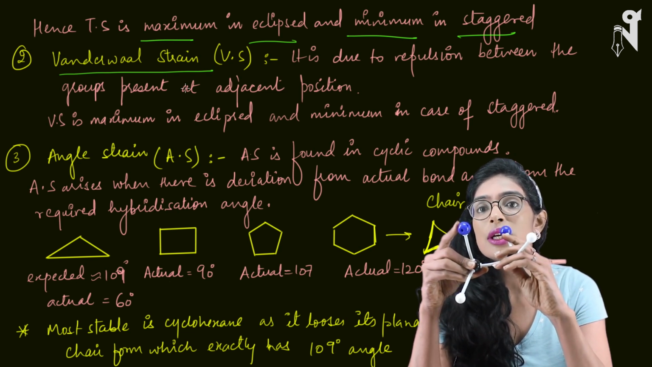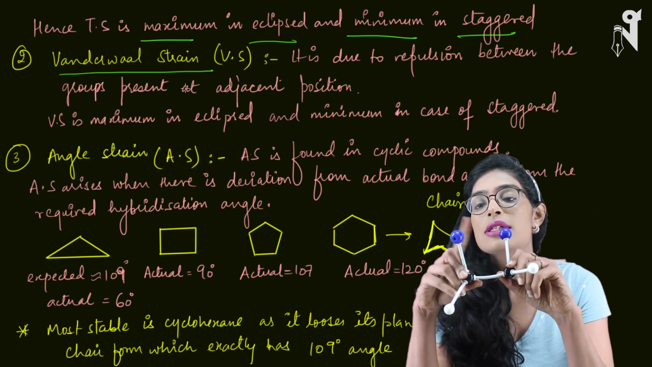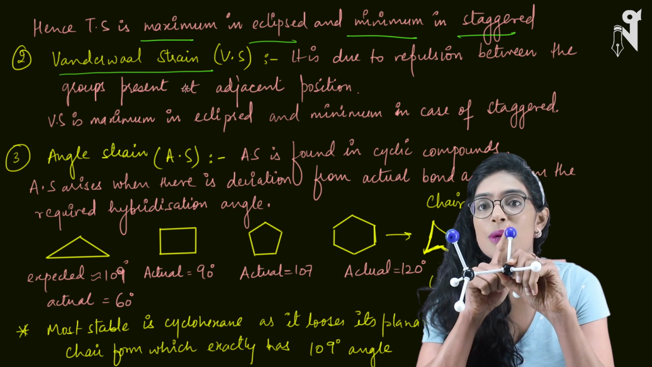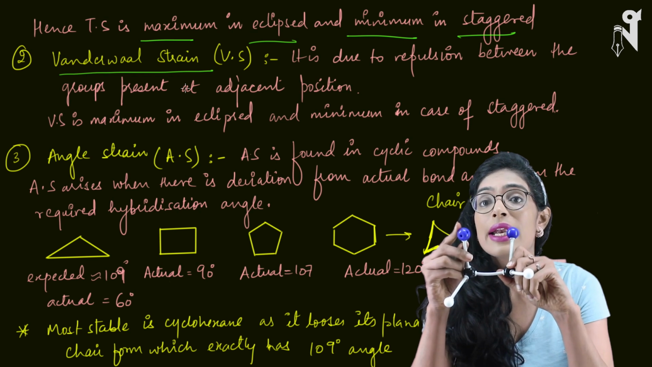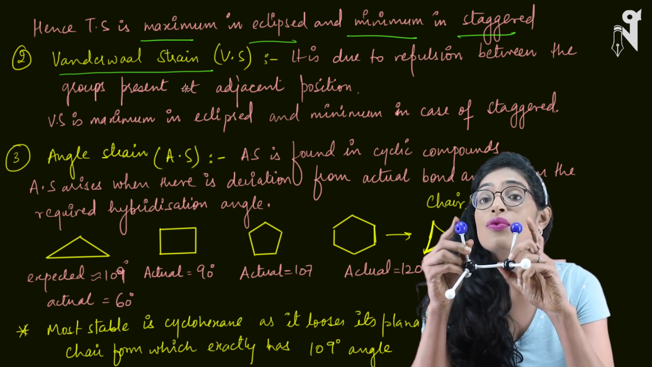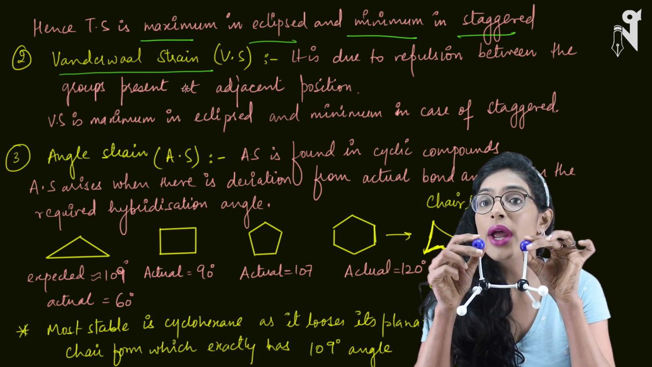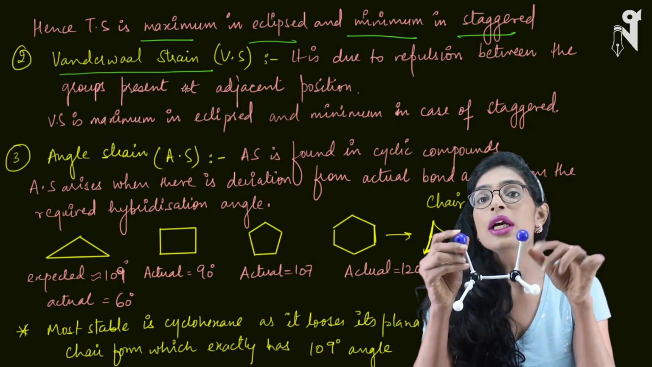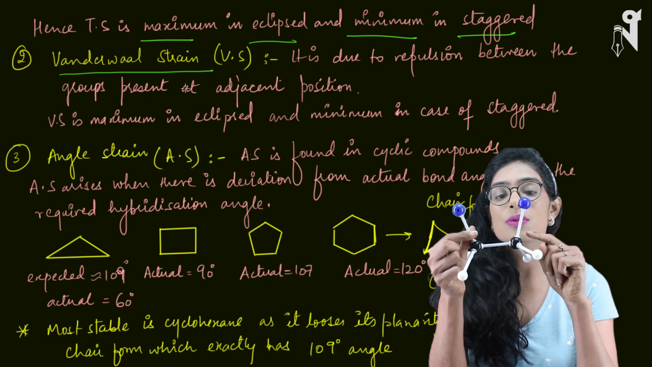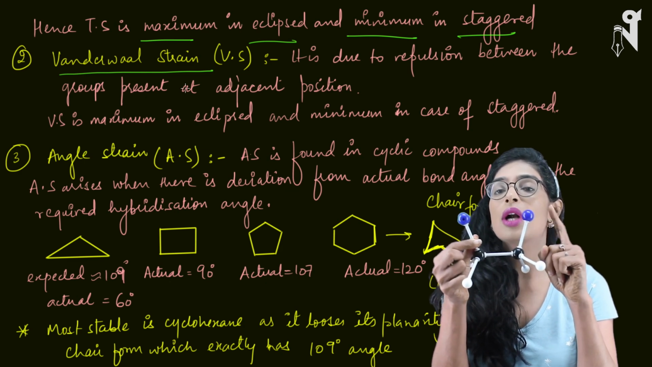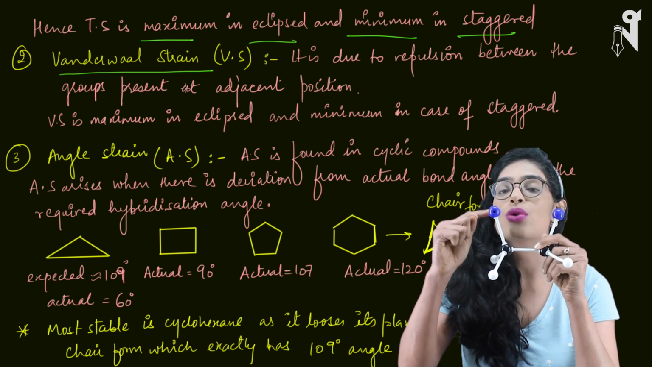But if I rotate it to 60 degrees, the distance will increase, and hence the van der Waals strain will decrease. The distance between this group over here and this group over here has increased, and hence the repulsion will decrease. So van der Waals strain is because of the groups present on the front carbon and the back carbon, whereas torsional strain is due to the repulsion between the bond pair of electrons between carbon and another group, or carbon and hydrogen, and the bond pair of electrons of the second carbon, or basically the rear carbon, and hydrogen or any other group.